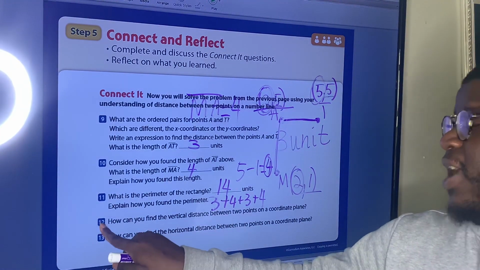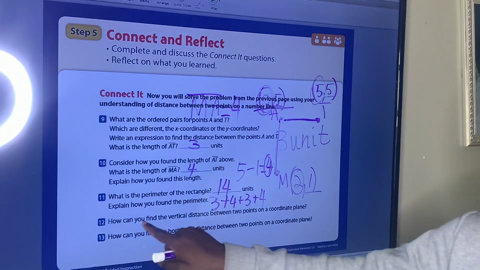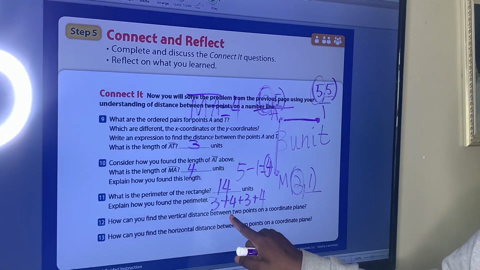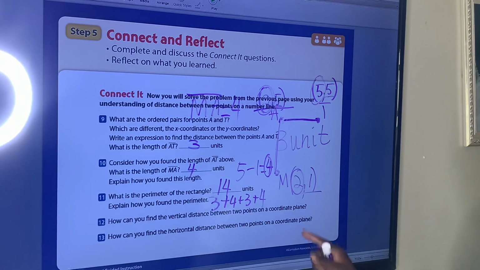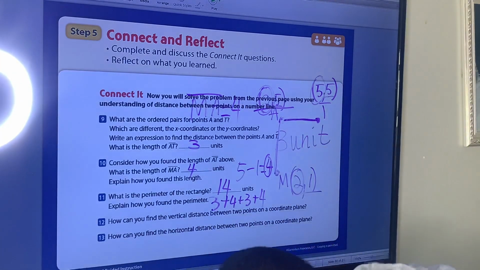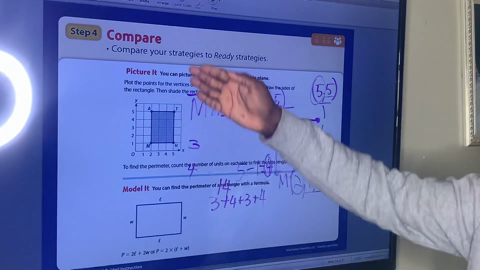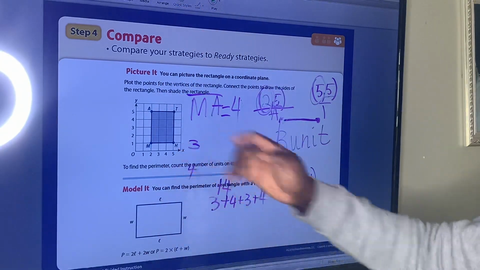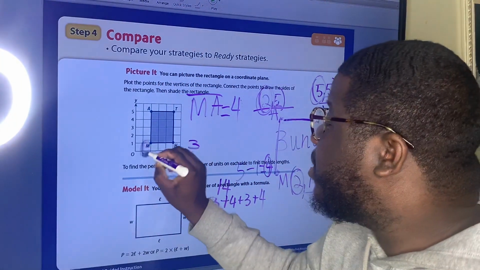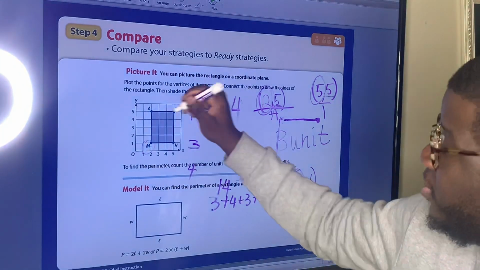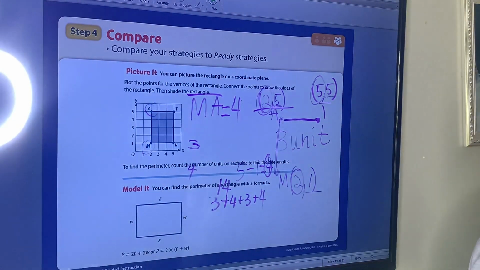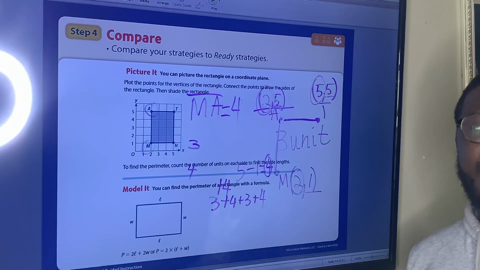Now, let's take a look at this question. How can you find the vertical distance between 2 points on the coordinate plane? Let's look at it on the picture. Vertically means up and down. How can you find the distance between this point and this point? Well, we just answered that question earlier.